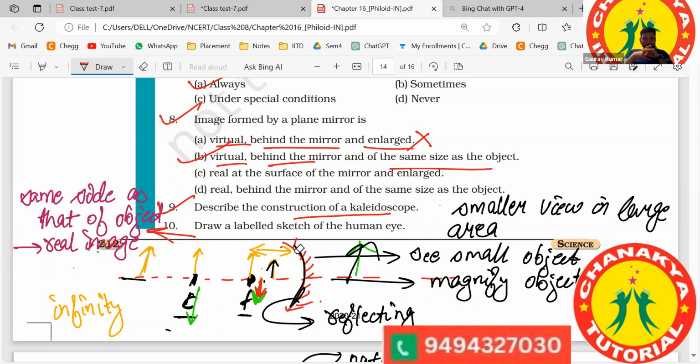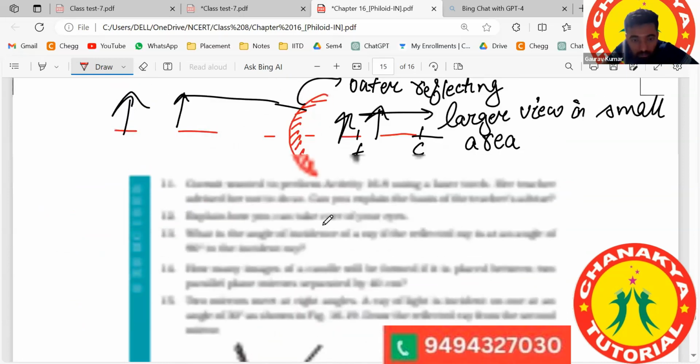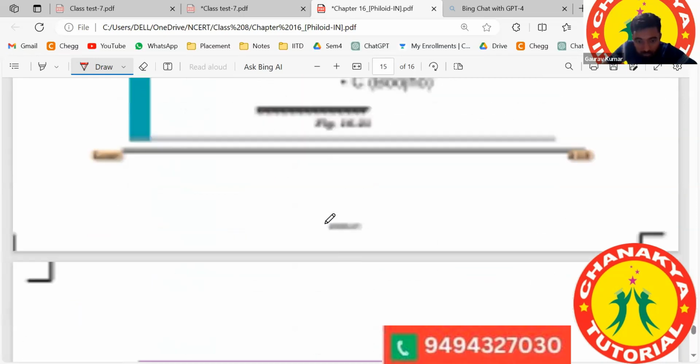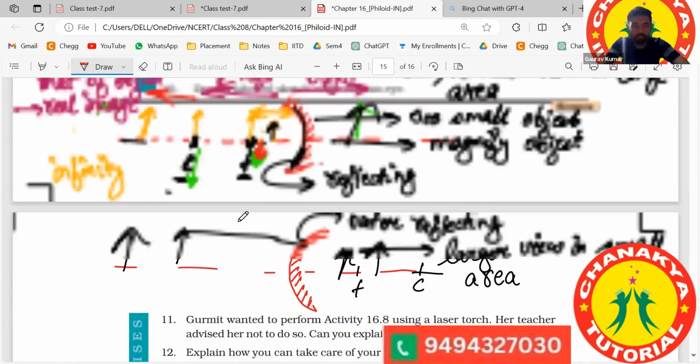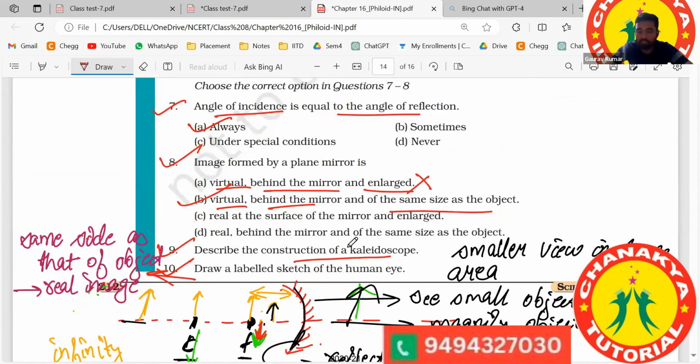Very good. Now next is draw a labeled sketch of the human eye. Okay, fine, do this. This is your homework. Draw a labeled sketch of the human eye.